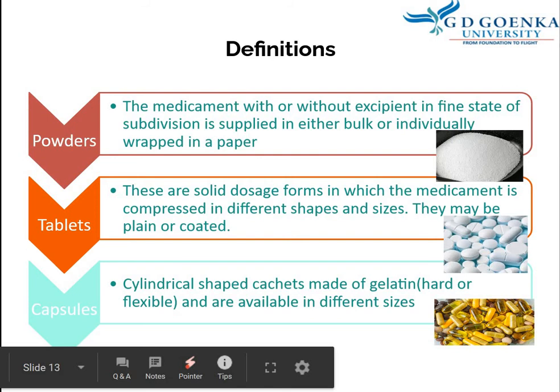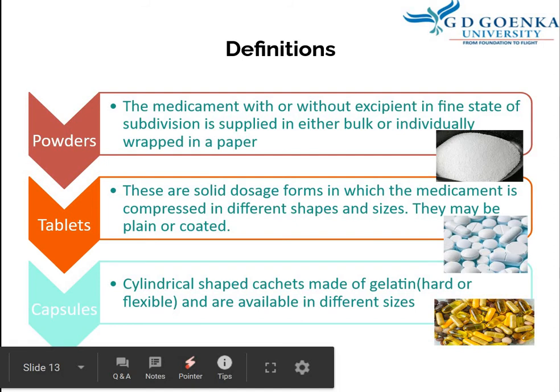Tablets are solid dosage forms in which the medicament is compressed in different shapes and sizes. They may either be uncoated or coated. In case the active ingredient is susceptible to moisture and is hygroscopic, then a film coating is necessary. In case they are susceptible to degradation in the stomach by gastric juice, then an enteric coating is necessary.